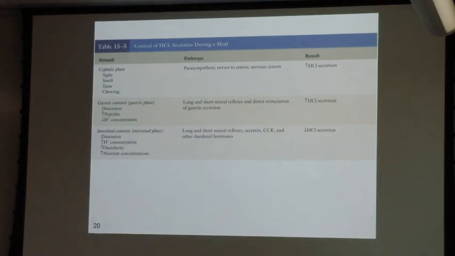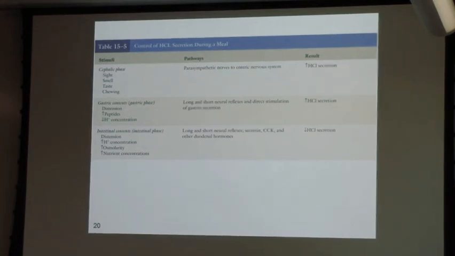But typically you eat a mixed meal, hopefully, that has protein and fat and carbohydrate. And the point here is that peptides and amino acids, as well as stretching and the buffering, cause acid secretion.